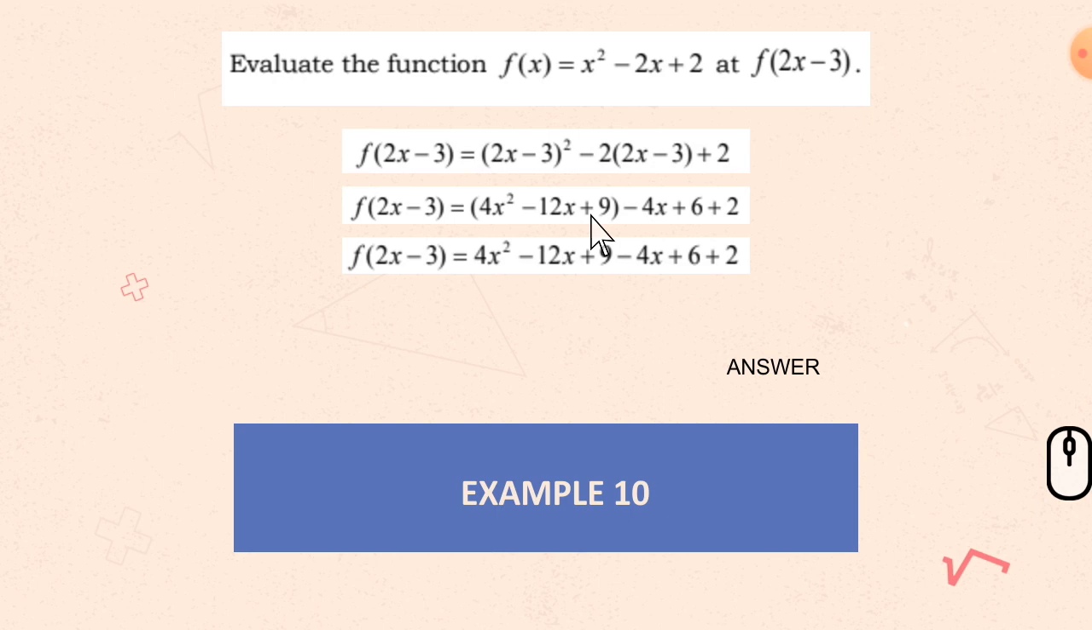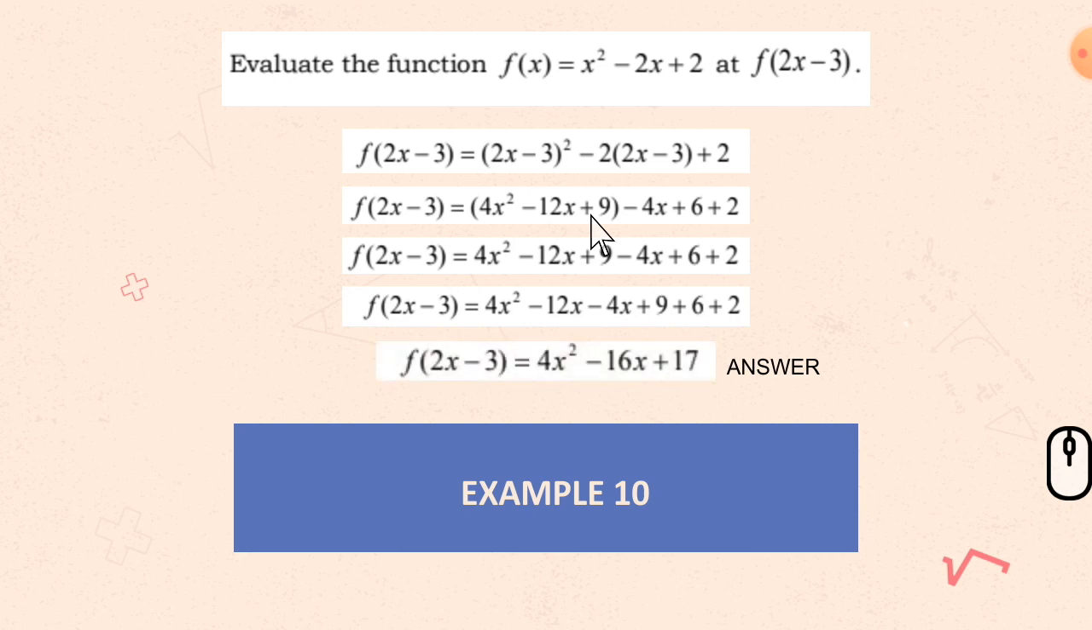And then, alisin natin yung ating parenthesis. Kaya ganyan. And then next is combine like terms. Pagsamahin natin yung magkakaparehas. So, f of 2x minus 3 is equal to 4x squared minus 12x minus 4x. So, tinabi natin si negative 4x kay negative 12x since like terms sila parehas. And then yung constant term natin is yung 9, 6, and 2. Therefore, the answer is f of 2x minus 3 is equal to 4x squared minus 16x plus 17.